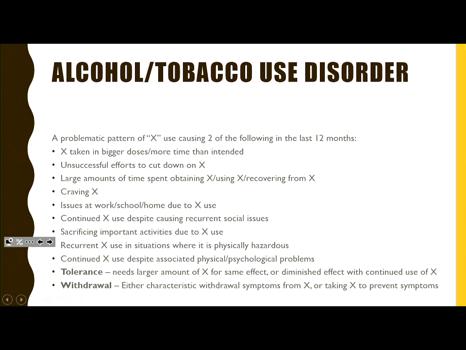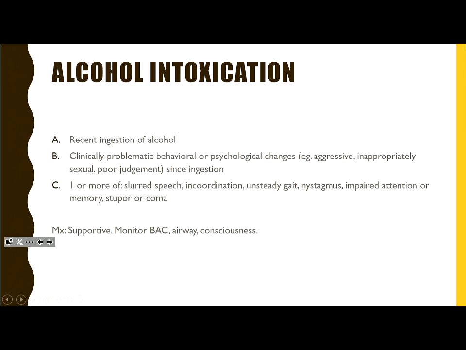Alcohol intoxication, I'm sure you all know what that looks like: they're aggressive, inappropriately sexual, or have poor judgment. And they have to have at least one of this specific list: slurred speech, incoordination, unsteady gait, nystagmus, impaired attention or memory, and stupor or coma. The treatment is basically supportive. You want to make sure to mention you're going to monitor their blood alcohol content, monitor their airways, and monitor their consciousness.